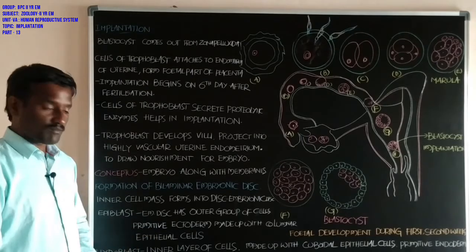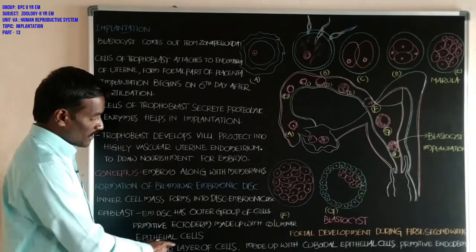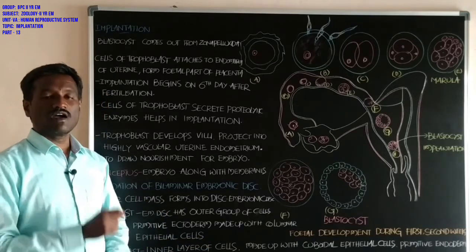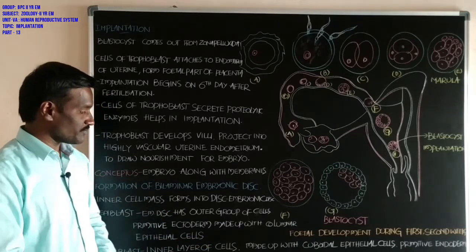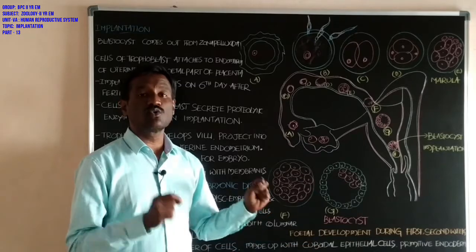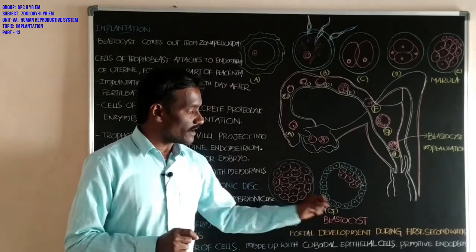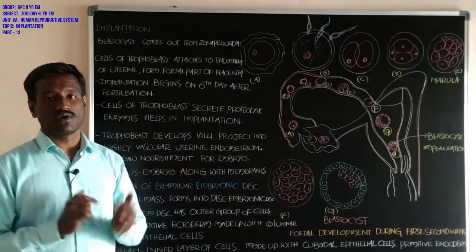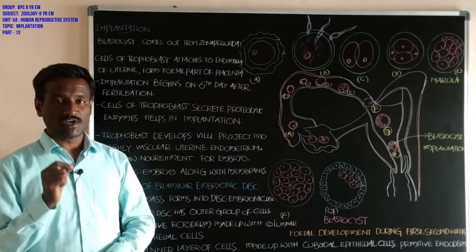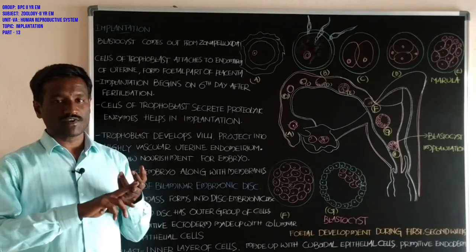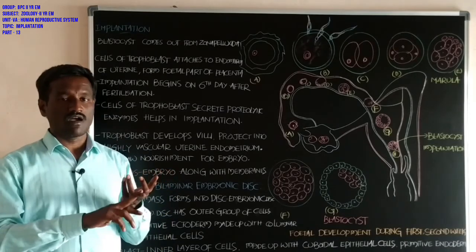Next, student, the hypoblast. What about the hypoblast? The hypoblast is the inner layer of cells, made up of cuboidal epithelial cells. Student, it is the primitive endoderm. That is the difference between the epiblast and the hypoblast.